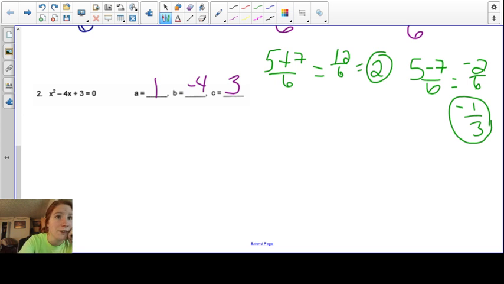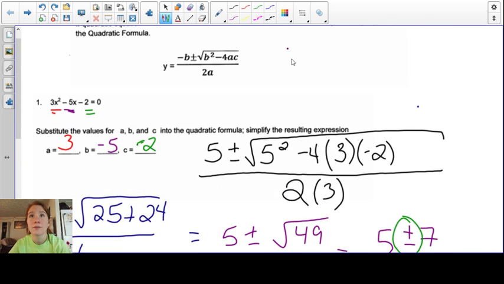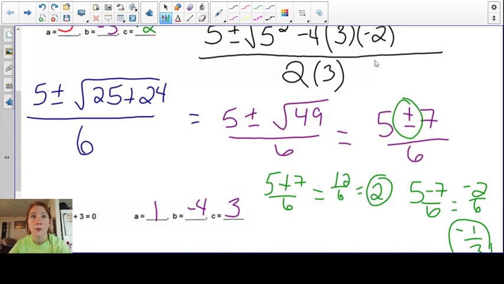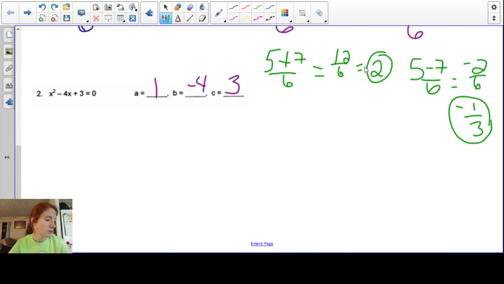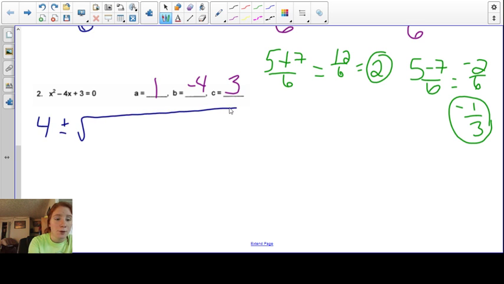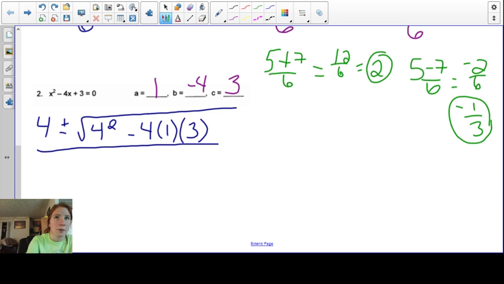Okay, so my formula, now I'm going to tell you the formula. I know it's above here. Where's my mouse? There it is. I know it's up here, and it's also on your paper. I'm going to tell it to you because I have this stupid thing memorized. So it gives me negative b, so the opposite of b, which is 4, plus or minus the square root of b squared minus 4 times 1 times 3 all divided by 2 times 1.